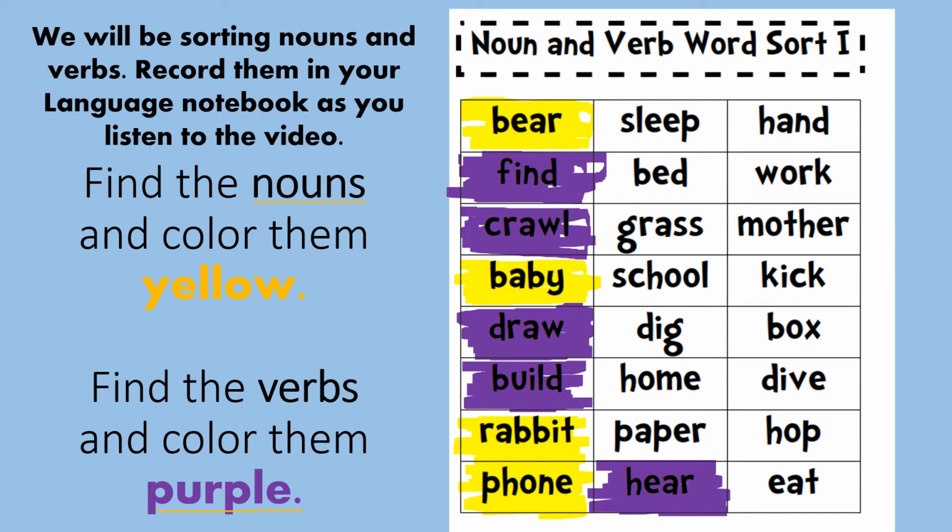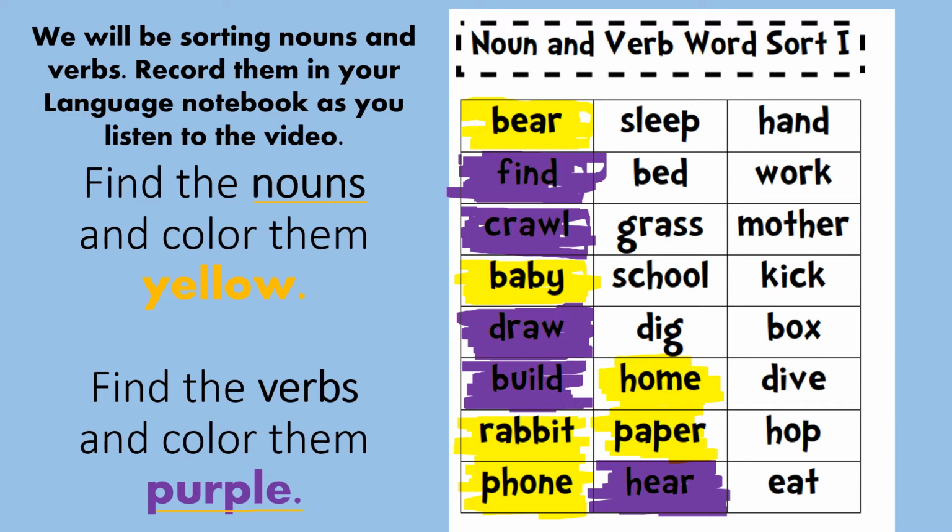Paper. And can I do paper? Is that something that shows action? No, that's a thing. So that means it is a noun. Home. Person, place, or thing, or action word. Home is a thing, so we would shade that yellow for nouns.